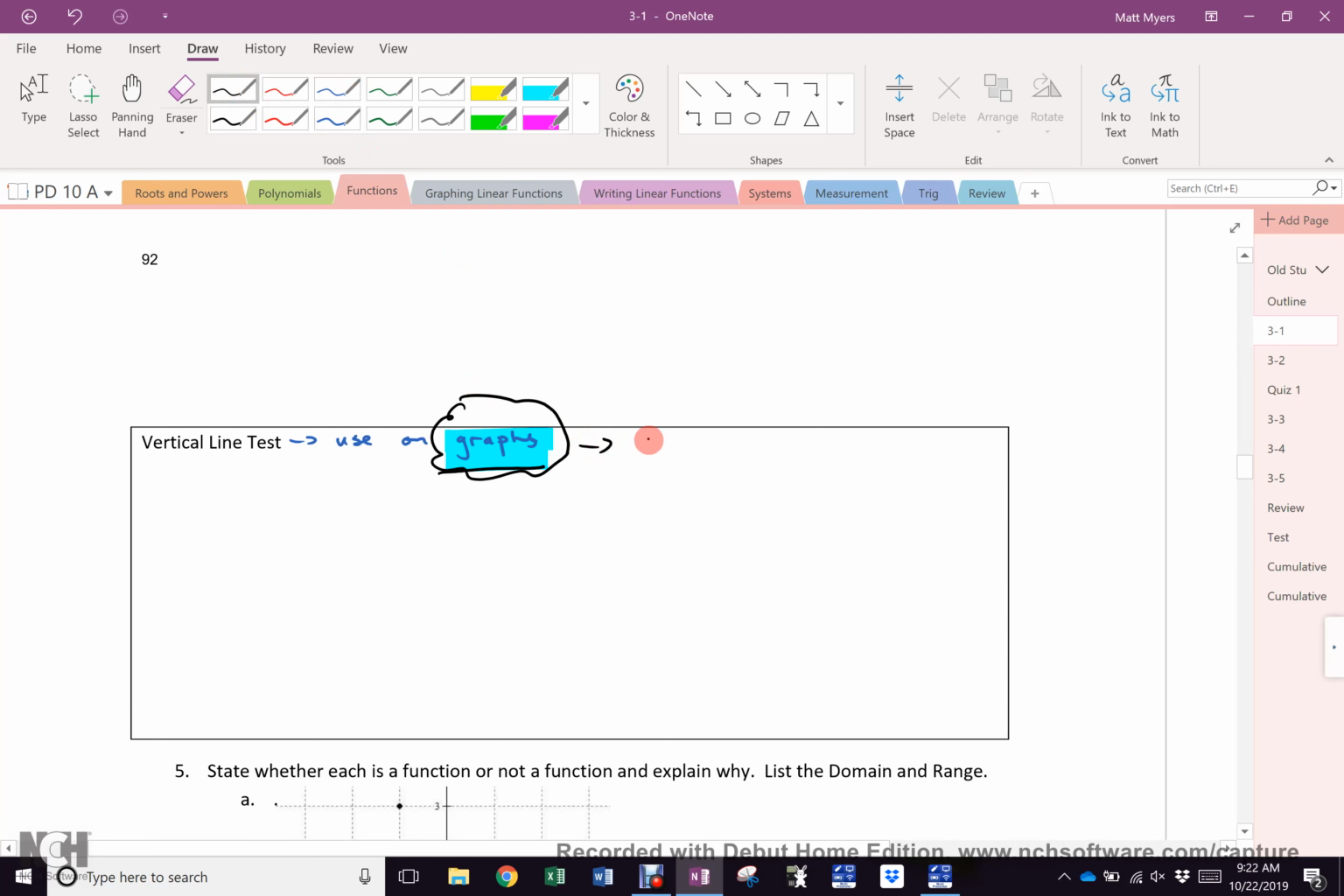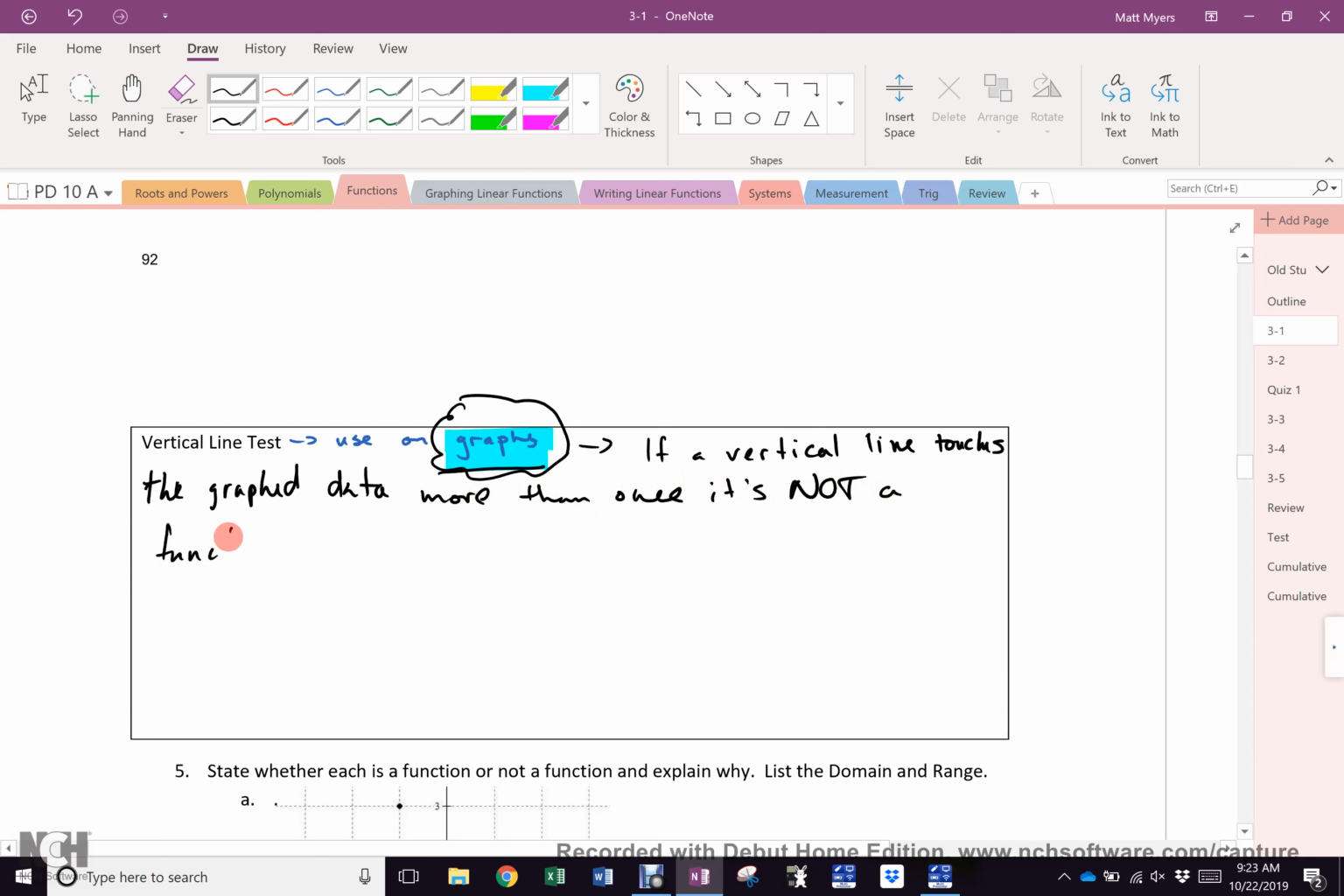And it works like this. If a vertical line touches the graphed data more than once, it's not a function. And here is what I mean.